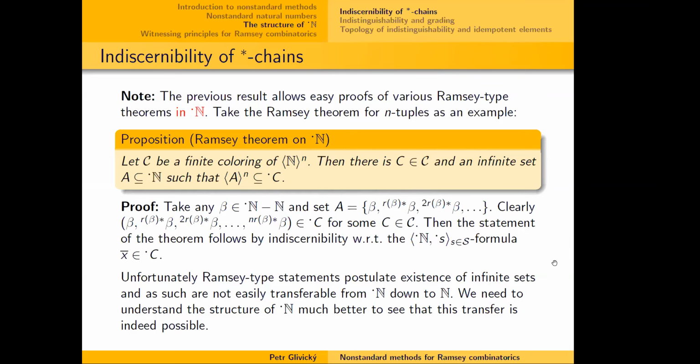But this isn't possible to do naively, because of course the statement of the Ramsey theorem contains existence of some infinite set, and this is not a *n formula. This is not a formula in the language in which the elementary extension is. So this cannot be done directly, but it will be possible to somehow collapse this property from *n down to n, but we will need to study the structure of *n a little bit more.